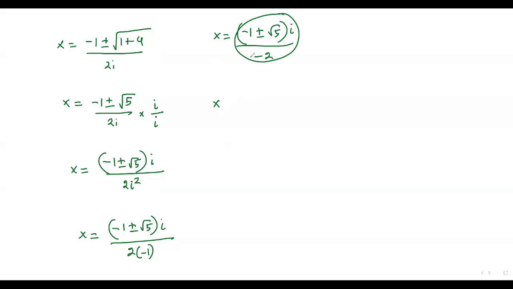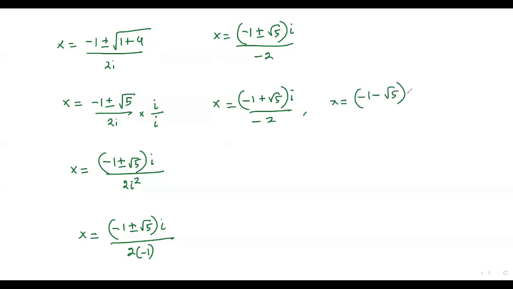Actually we have two solutions over here, because one solution has to be done for the positive sign, and the other solution has to be done for the negative sign. So we can split this one into two solutions. Let me write it. x equals negative 1 plus square root of 5 times i over negative 2. The other solution is x equals negative 1 minus square root of 5 times i over negative 2. So I just split this one into two solutions.